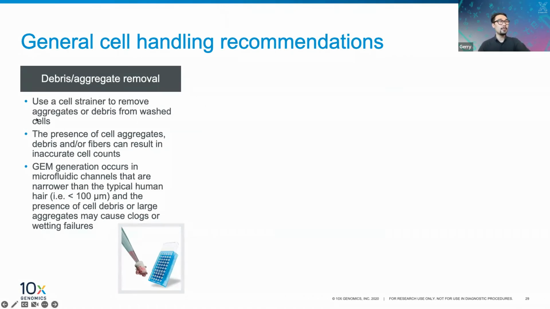Okay. Next, it is also very important to remove any debris and aggregates. So using a cell strainer to remove these from your washed cells is very, very important, since the presence of these cellular aggregates and debris and/or fibers can result in both inaccurate cell counts and also clogging of the microfluidics. So gem generation occurs in microfluidic channels that are narrower than a typical human hair, so less than 100 microns. So the presence of any debris or any large aggregates can cause clogs or wetting failures, which is where you fail to generate a proper emulsion.